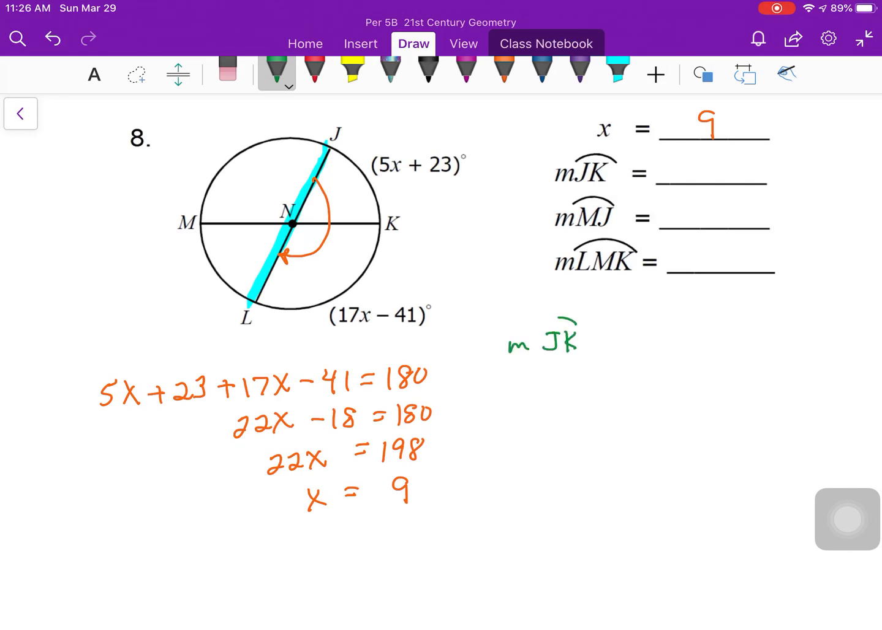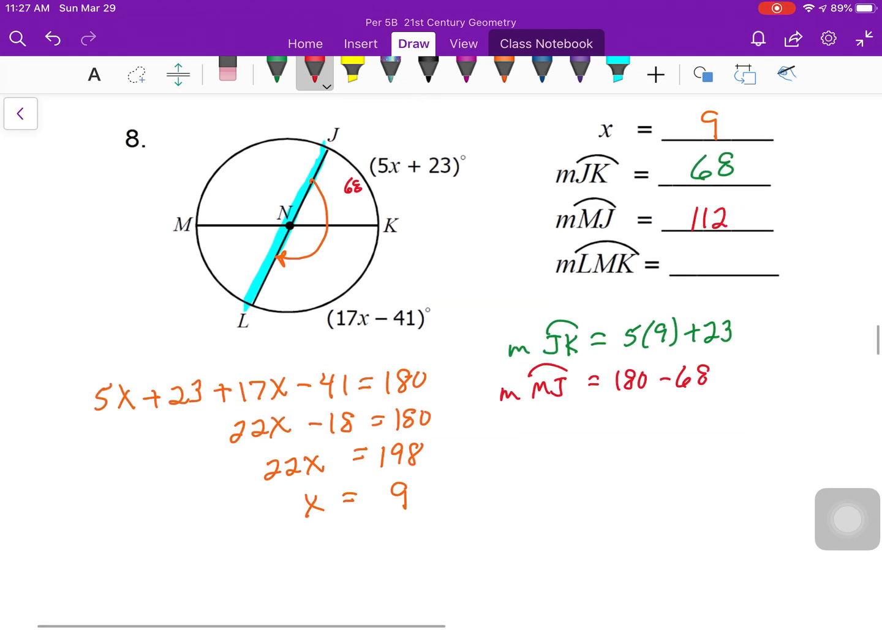So I now know the x. For the measure of arc JK, it's going to be 5 times 9 plus 23. It turns out to be 68. Measure of arc MJ. That's going to be 180 minus 68, 112.